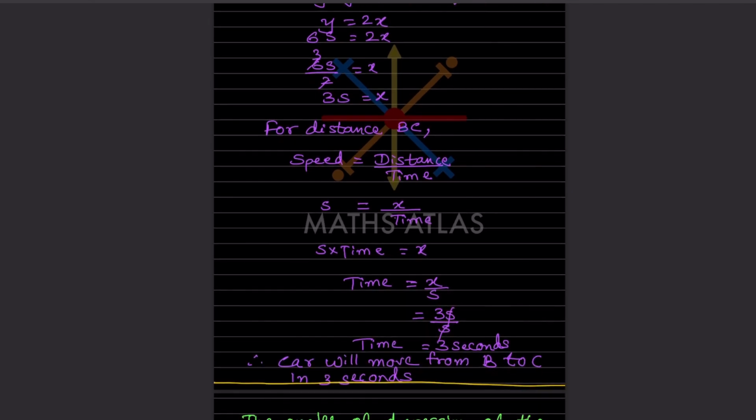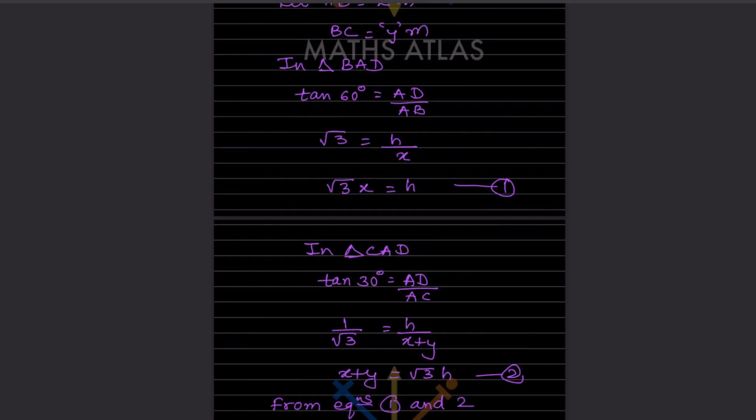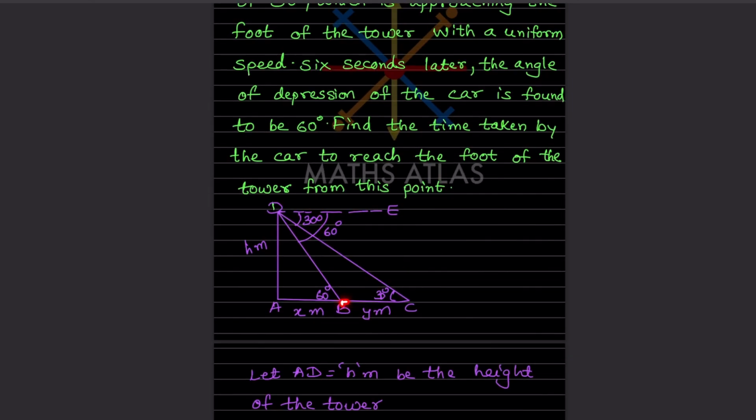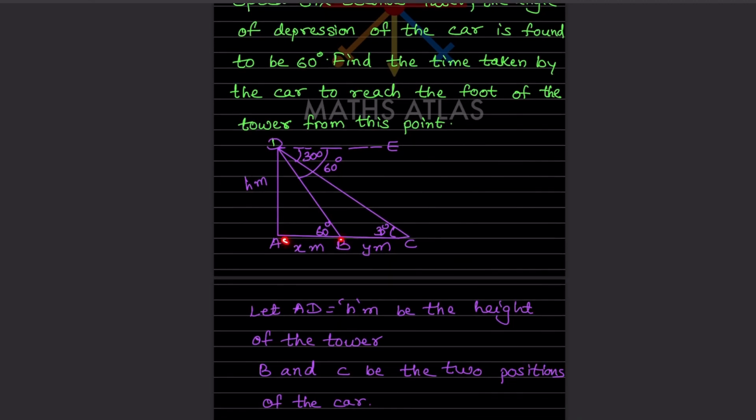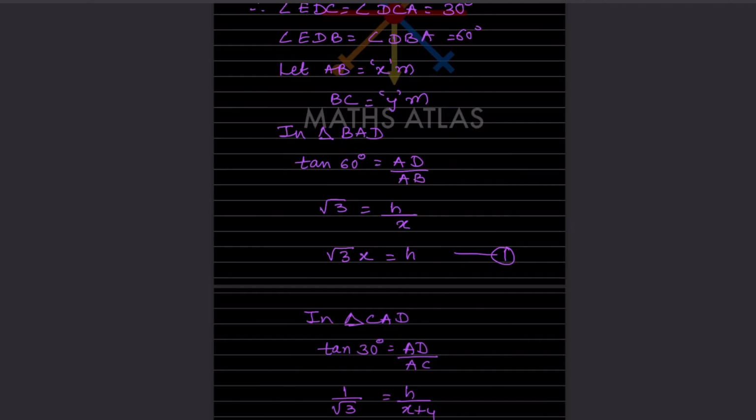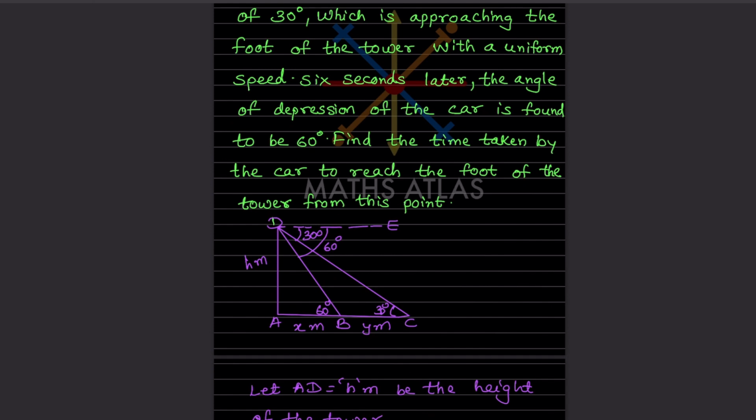So we can say, therefore, the car will move from B to C in 3 seconds, because this is BC. From B, it moves to C. So you got from A to B and B to C. They have asked here to find the time taken by the car to reach the foot of the tower from this point.